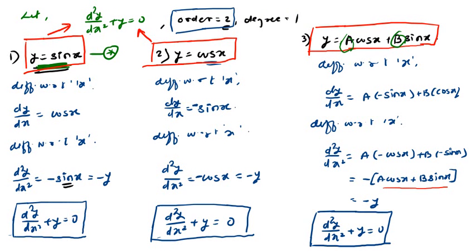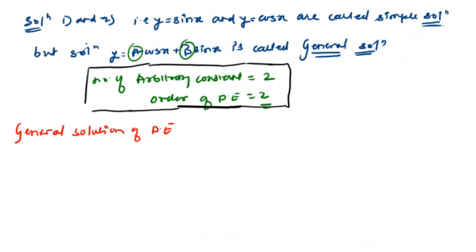I will repeat it again. This y equal to sin x and y equal to cos x will not be a general solution, because those solutions do not contain any arbitrary constant. But our third solution, y equal to a cos x plus b sin x, will be called the general solution, because it involves arbitrary constants. And the relation we have got is that the number of arbitrary constants in the general solution is nothing but the order of the differential equation, and that is our definition for the general solution.